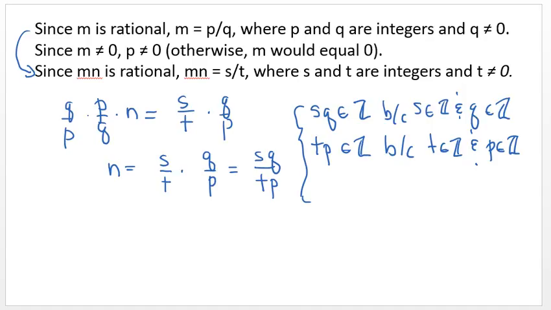Lastly, what else do we know? Well, we know that t does not equal 0, and we know that p does not equal 0, which we said up here. Because m is non-zero, p is non-zero. So we know that t times p does not equal 0, and that's because t does not equal 0 and p does not equal 0. And that's, again, by the zero product rule.